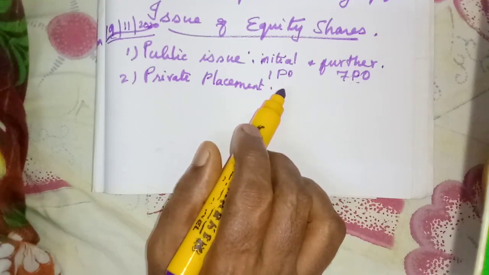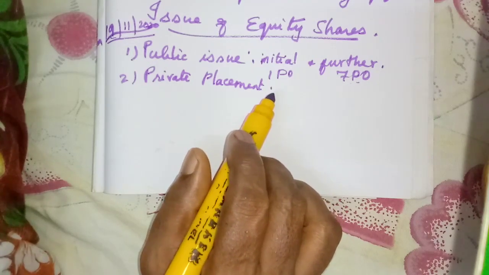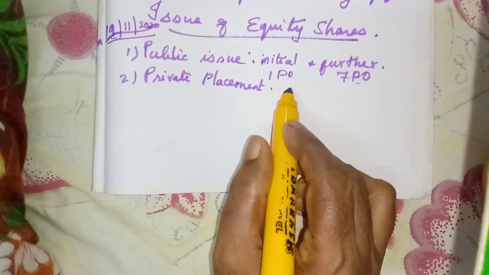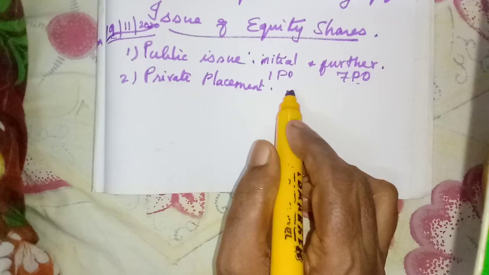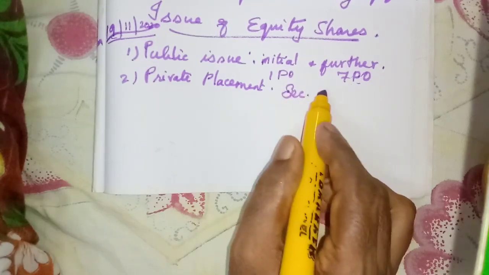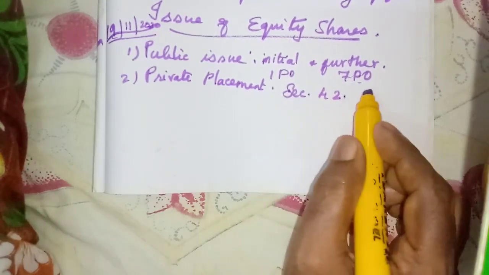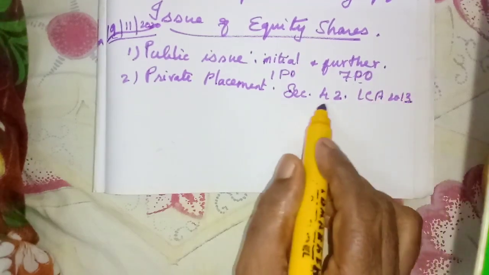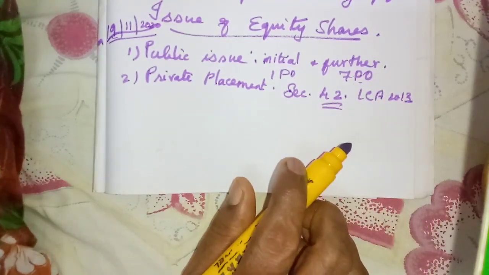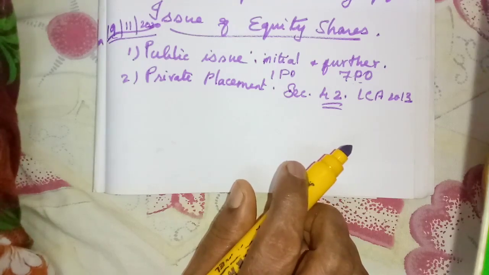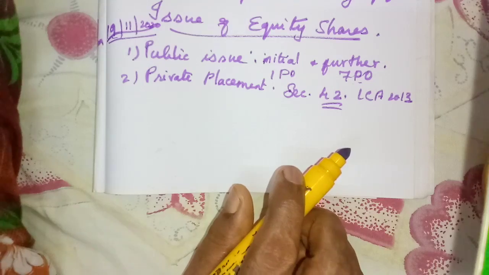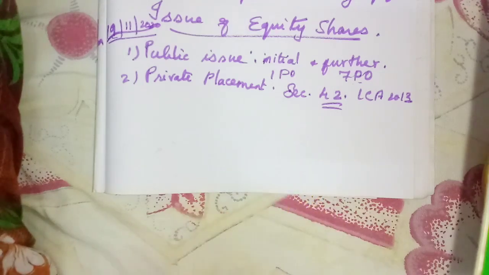So when they issue this private placement offer, they should satisfy the conditions specified in section 42 of the Indian Companies Act 2013. Section 42 will explain what all things they have to fulfill before issuing that private placement offer.